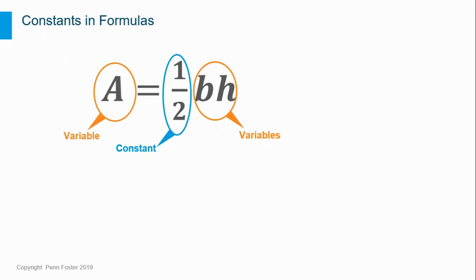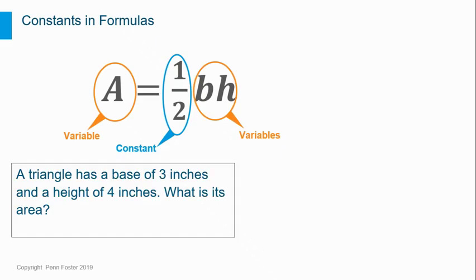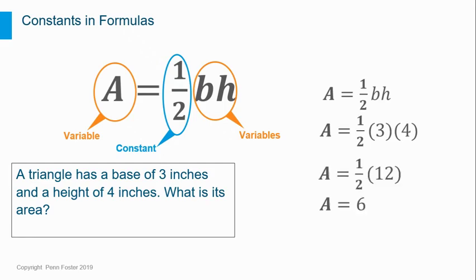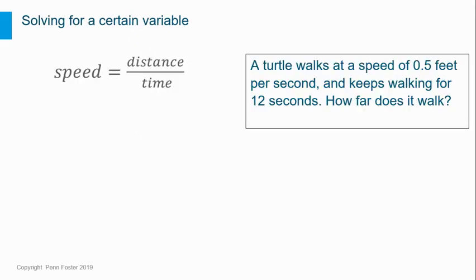For example, the area of a triangle is 1/2 times base times height. The 1/2 is part of the formula, so it must stay there. It doesn't change. If you have a triangle with a base of 3 inches and a height of 4 inches, you replace the variables with those values. You end up with 1/2 times 3 times 4 and can solve. No matter what size the base and height are, the constant 1/2 doesn't change.